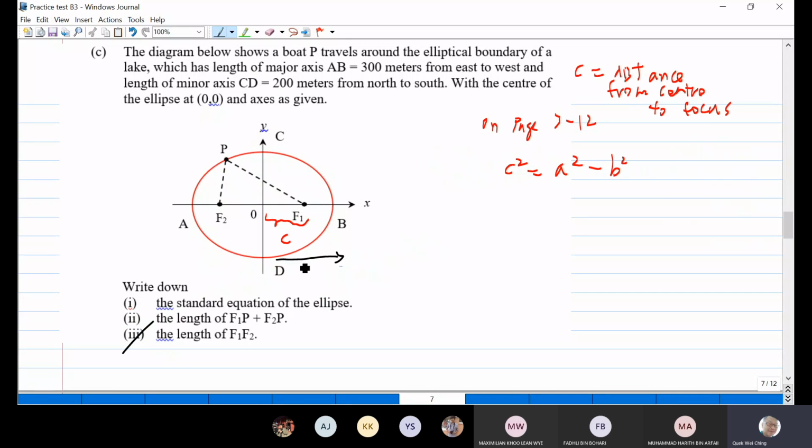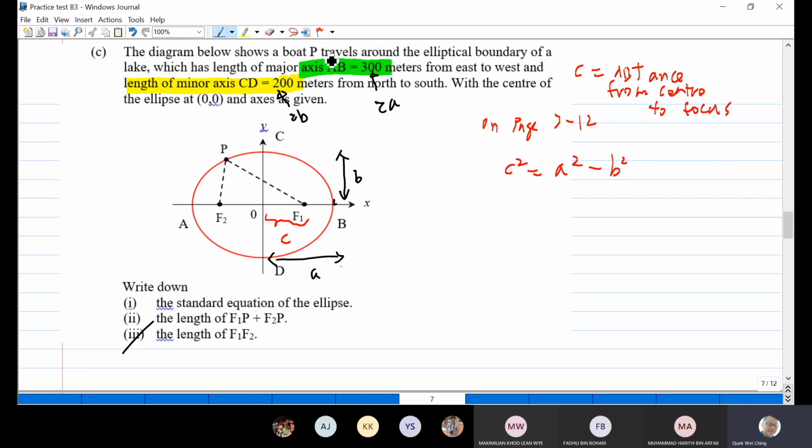From here to here is A, for the vertex here is A. So this is the vertex here, and the distance from here to here is B. So A is equal to 150, right? So this is 2A, the major axis. This part is 2A. And then this part is 2B here.